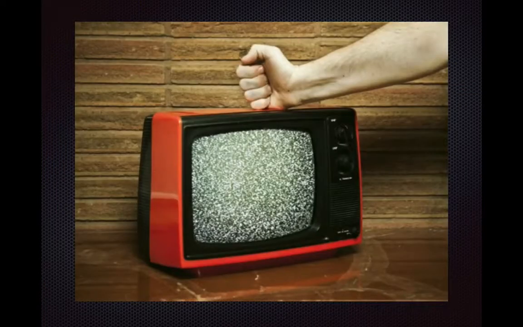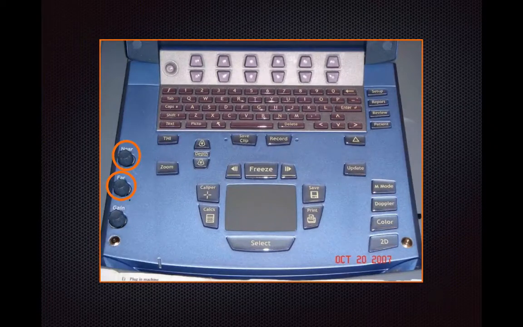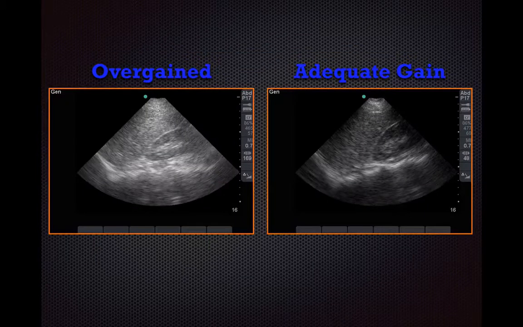And for those of us who remember black and white TV, there's a thing called gain, and they all had that. And gain, you can see it here on the left side of this machine. Basically, it controls the overall strength of those returning echoes. So basically, it's either too bright or too dark. So this is what's called overgained, and that's kind of adequate gain.